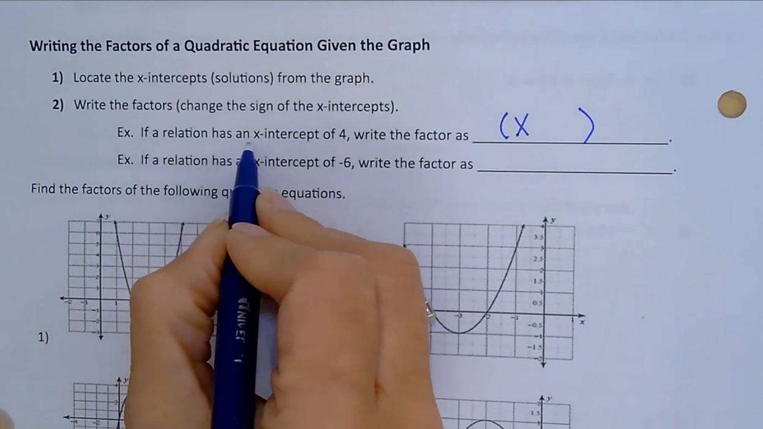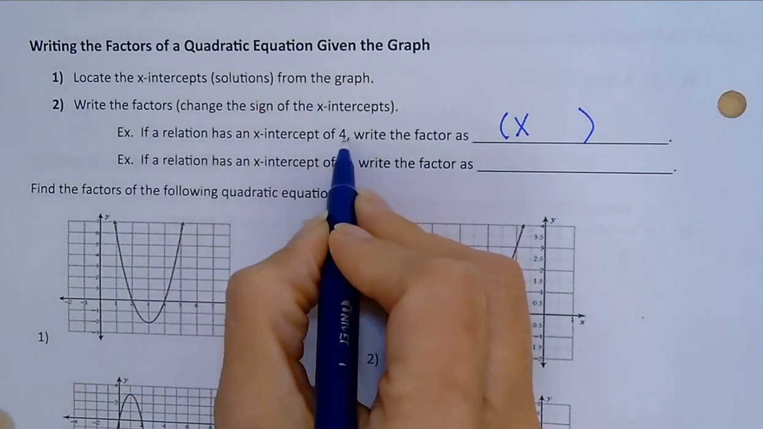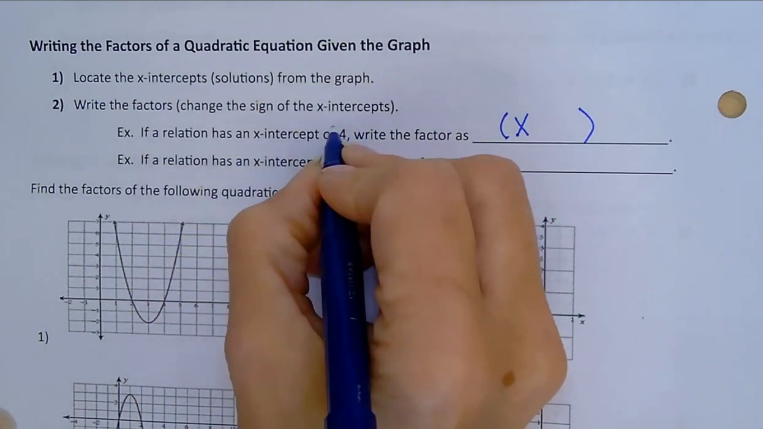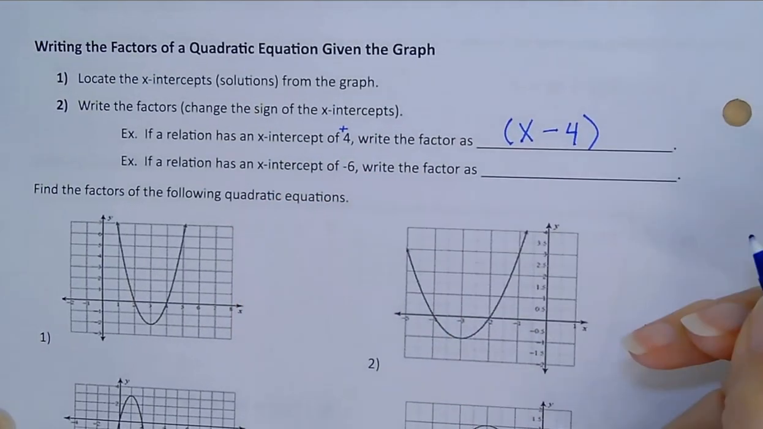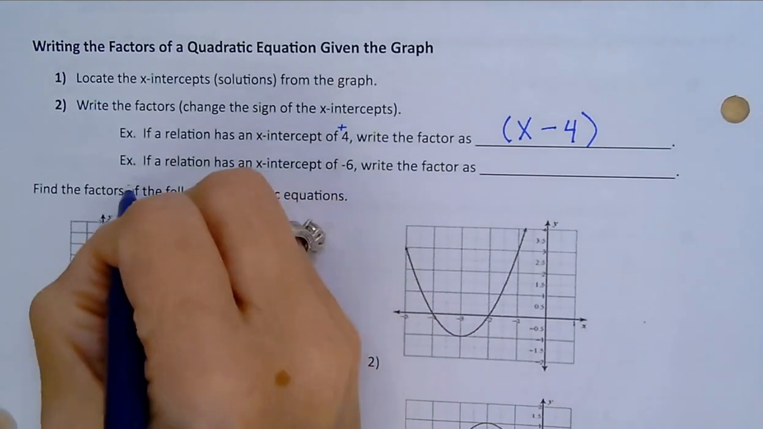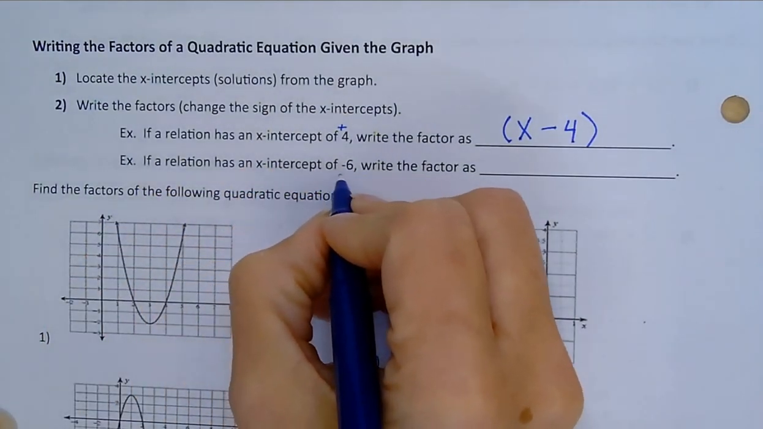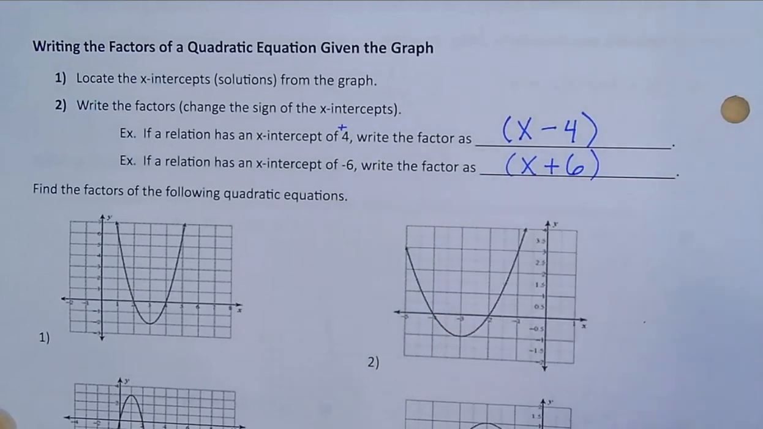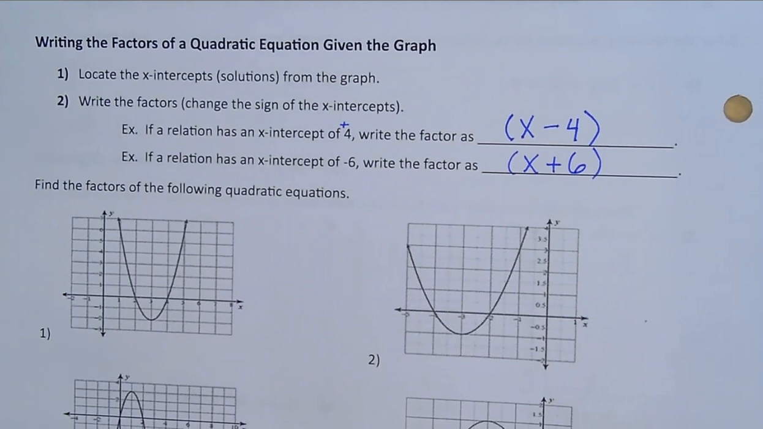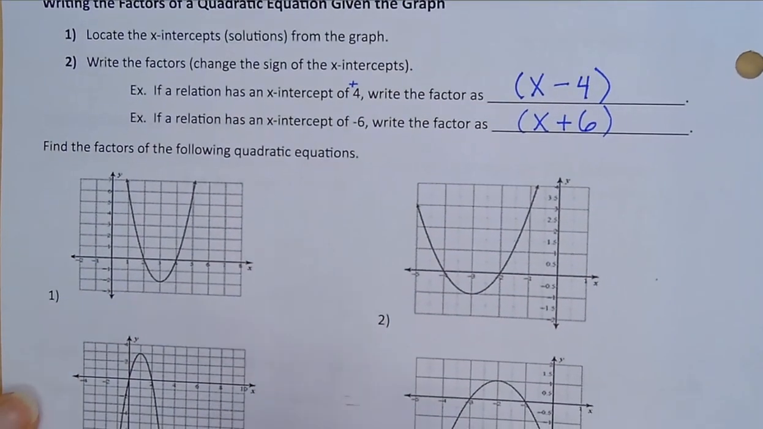So if your relation had an x-intercept of x equals 4, we're just going to change the sign. This is positive 4, so I'm going to make it minus 4. Okay, x minus 4 is one of my factors. If my relation had an x-intercept of negative 6, I'm going to make that plus 6. Okay, that's all we do. Find that value of x, and we're going to add or subtract, depending. We're just changing the sign.